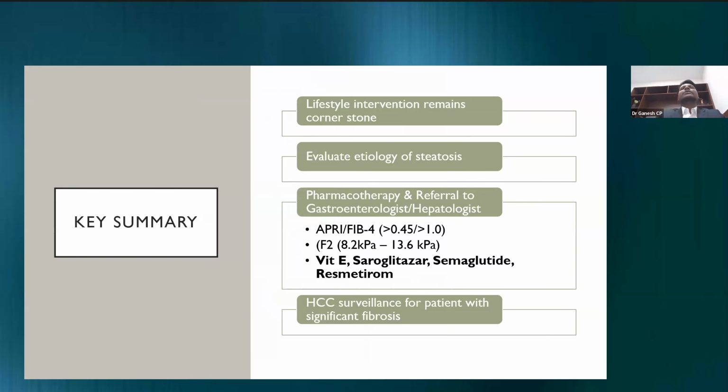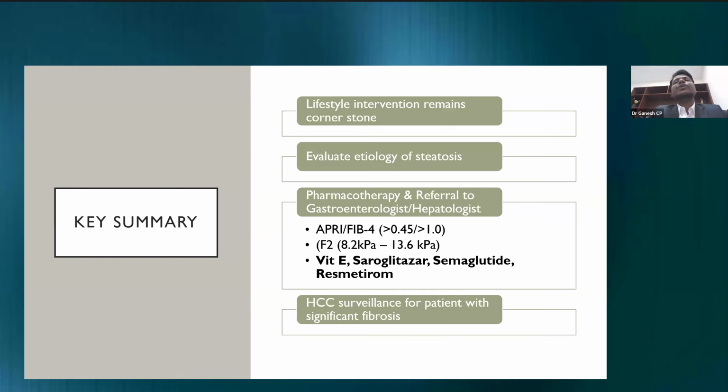So the key summaries from this algorithm are that lifestyle intervention remains the cornerstone and the first step for the treatment of MASLD. We need to evaluate the etiology of steatosis. As I told, we should at least remove other causes such as alcohol use disorder, hepatitis B and C, and autoimmune hepatitis if suspected.